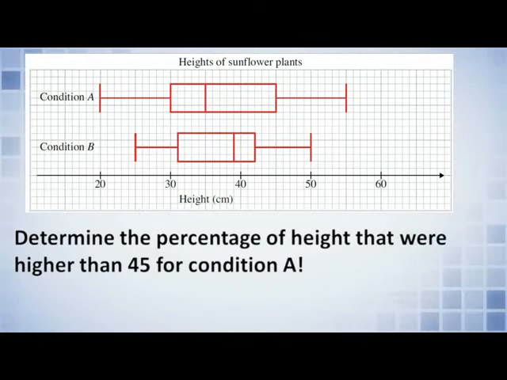Determine the percentage of heights that were higher than 45 for condition A. In condition A, this is 45. As you can see, 45 is Q3 in condition A. This is the part of the data that is higher than 45. It means higher than Q3. From Q3 to the maximum is 25% of the data.